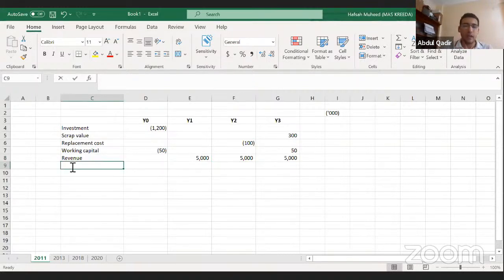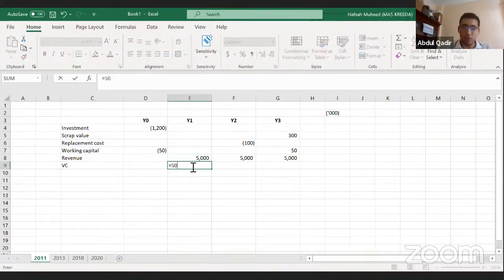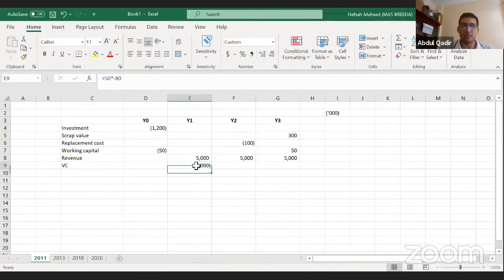Right? Then you will have your variable costs. Right? How much is that? 80,000. So it will be 50 units into 80,000. So I'm going to put that as a minus 80 so that it comes in bracket. It's a cost. It's an outflow.